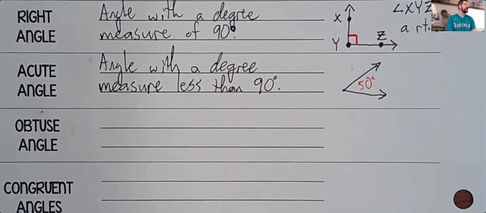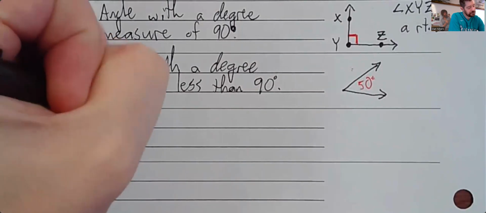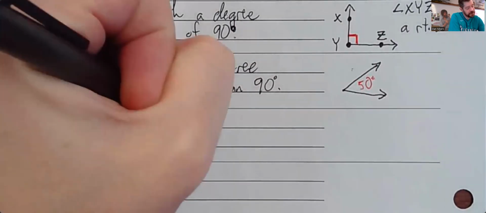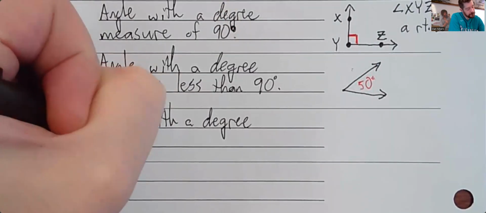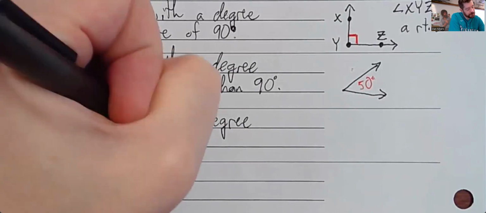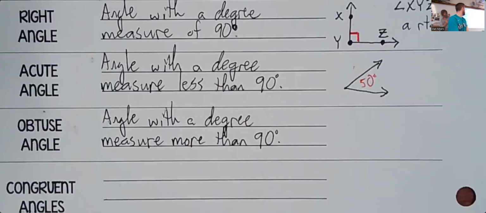All right. Next one, obtuse. What is obtuse? Big, yeah. Big, meaning what specifically for angles? More than 90 degrees, yeah. Acute would be less than 90. If you got 90 and you open it up more, that would be more than 90 degrees. So an angle with a degree measure more than 90 degrees.